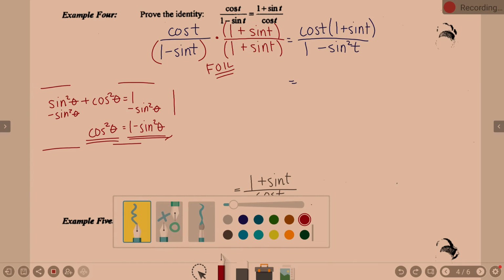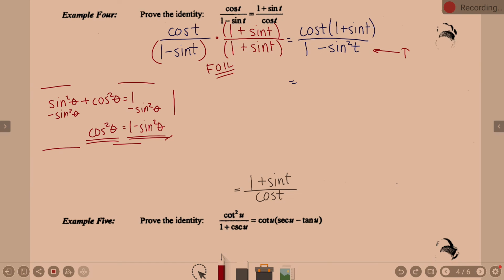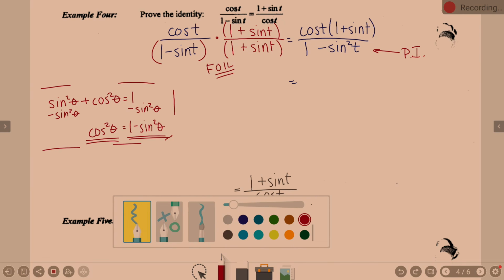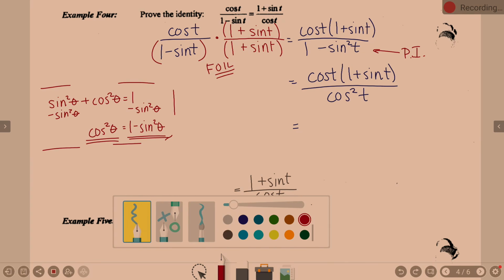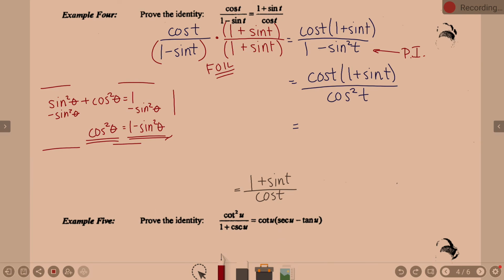So again, think PI, Pythagorean identity. So I'm going to leave my numerator, cosine t times 1 plus sine t. Denominator, 1 minus sine squared is going to be replaced with cosine squared t, because we're working with t's. Do you see it? We're there, folks. Last step. What do I need to do?